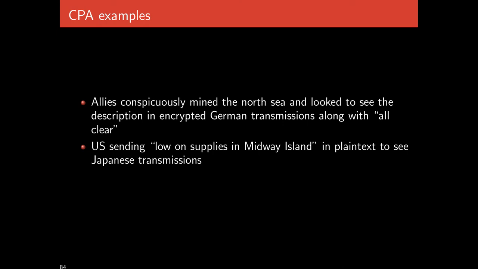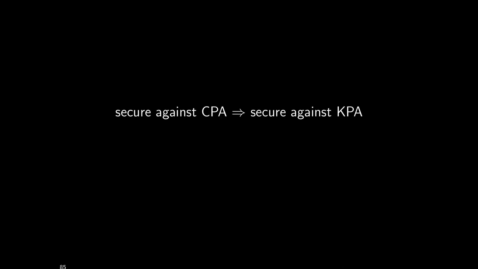And the U.S. did something similar, saying they were low on supplies at Midway Island. They sent it in plaintext so that it would be captured by Japanese spies. And then they looked at the transmissions being sent by the Japanese as a result. So these are cases where you effectively trick your adversary into encrypting something for you. Right? So CPA can actually happen.